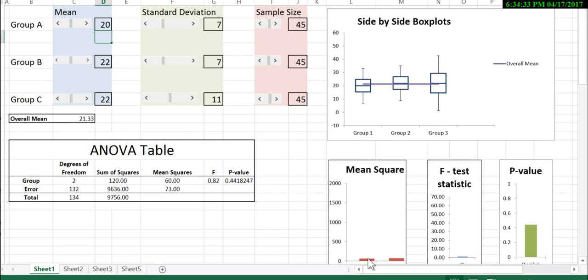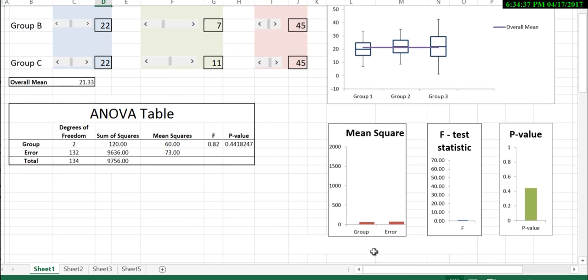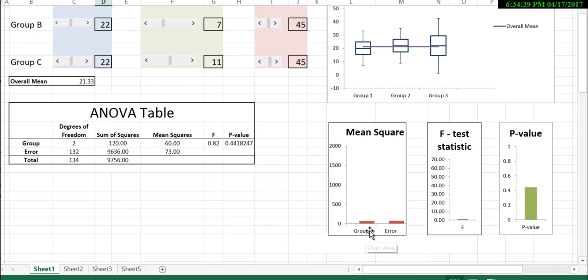And right here, you can see I have some different things for you to look at. The first one is mean square. So you have mean square for your group and mean square for your error. And you see your f-test statistic, and remember, if the population means are different, we'd expect really big f-test statistics. And of course, like anything else, if our population means are different, we'd be expecting a really small p-value.